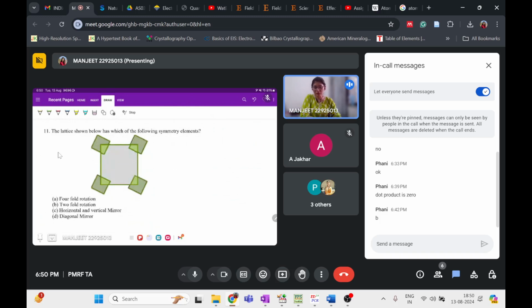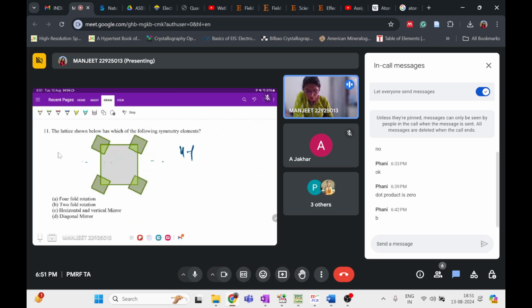Now we also have to find out which of the following symmetry elements are present in this lattice. This is not equally spaced and the same. Here, if you see clearly, these are not the same. If you take the reflection, is it the same? No. Here, see, if I take this as a horizontal, okay, let's come to it one by one.